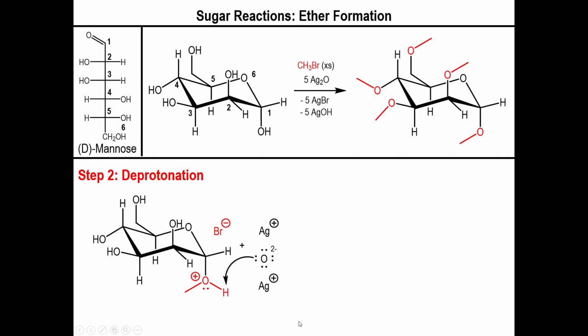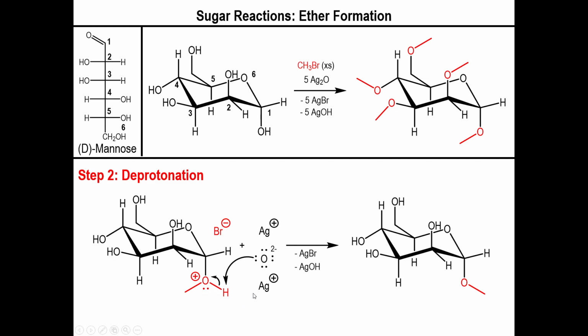So the oxide simply attacks your H, the hydrogen goes back to oxygen, turning that oxonium ion into just neutral oxygen. But in the same process, you end up yielding hydroxide, right? So over here now you have silver hydroxide being formed as a byproduct. And the second silver that was part of the original reagent now combines with the bromide that's free floating there to make insoluble silver bromide. So you end up methylating that position.